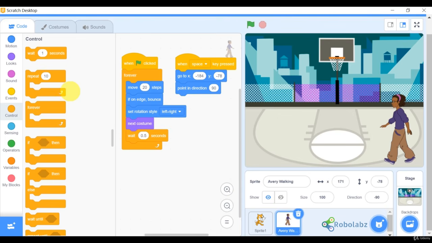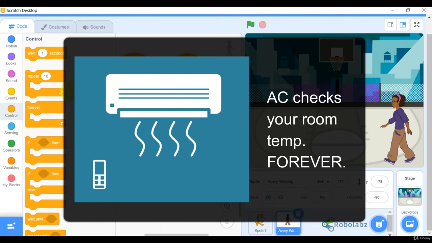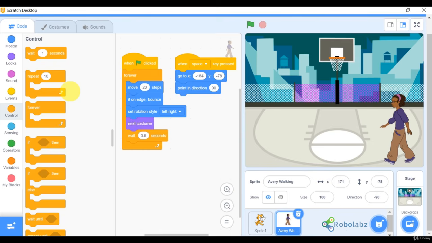Usually in real life situations, most of the things are operating forever. So whenever you put on your AC, it is not checking your room temperature only 10 times. It is checking your room temperature forever. Continuously it is checking your room temperature and is putting itself off whenever that room temperature is reached. So most of the devices that are designed, they operate forever. There are certain applications which have only specific repetitions.